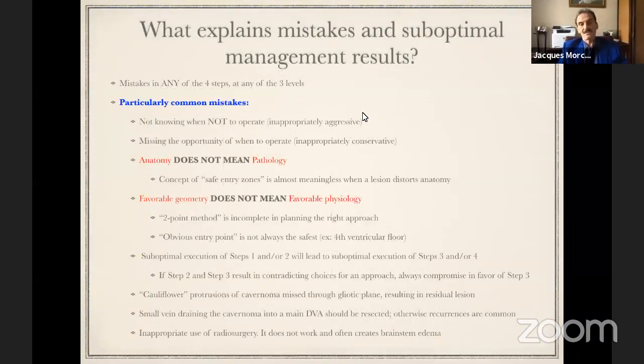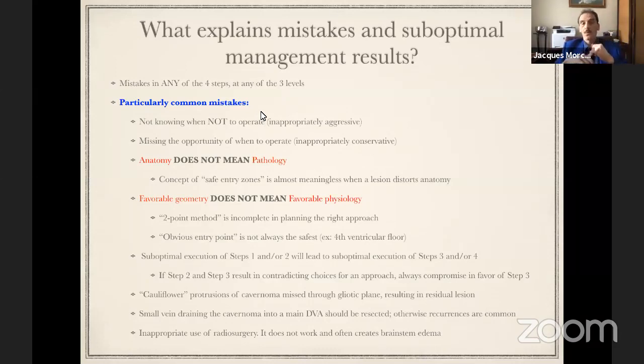This is the second most important slide in the whole talk. It explains mistakes and suboptimal management results in my experience over 25 years. What have I learned? Number one, you make mistakes. You can make mistakes in any of the 4 steps at any of the 3 levels I showed you in the previous slide. But particularly common mistakes are the following.